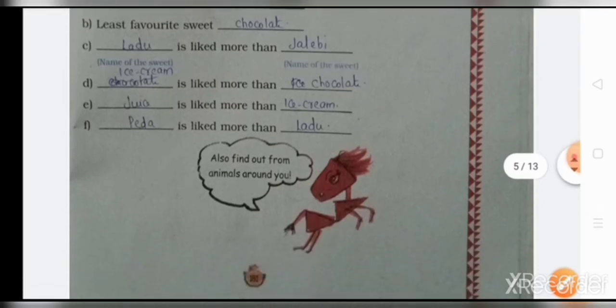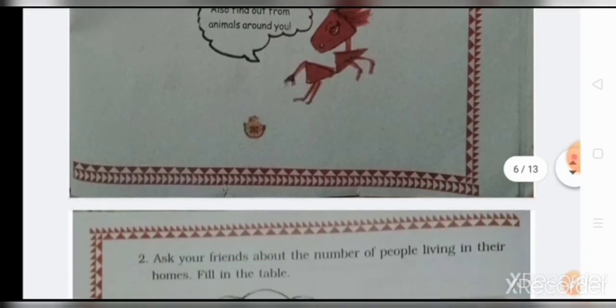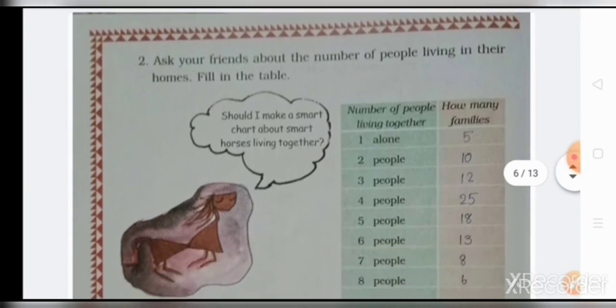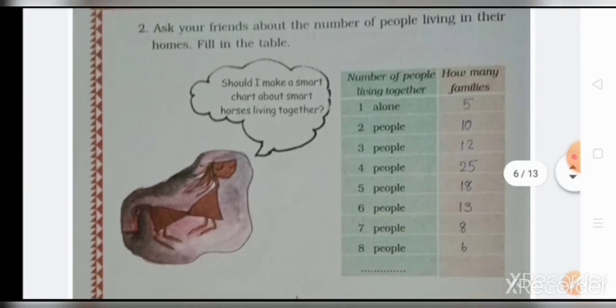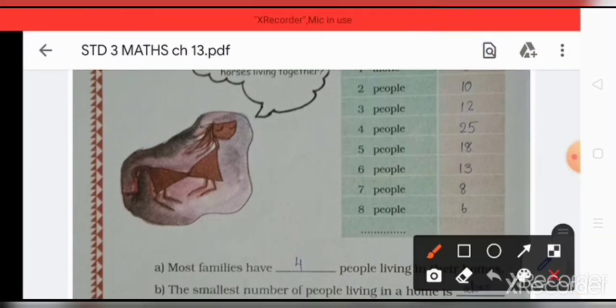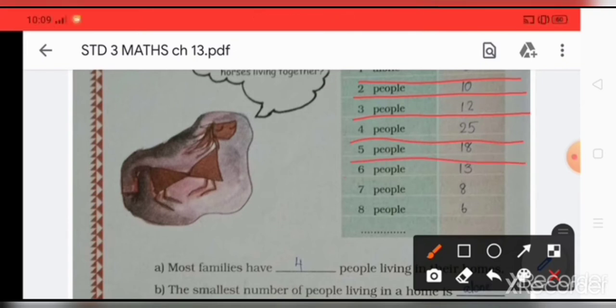Also find out from people around you. Ask your friends about the number of people living in their homes. Fill in the table. Number of people living together. Alone, 5 homes. 2 people, 10 homes. 3 people, 12 homes. 4 people, 25 homes. 5 people, 18 homes. 6 people, 13 homes.